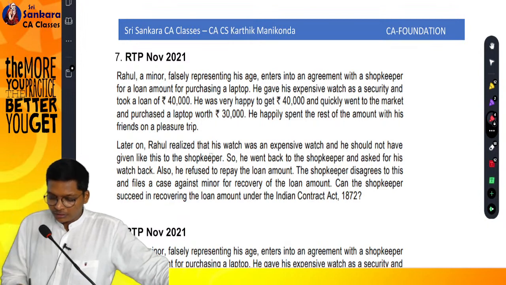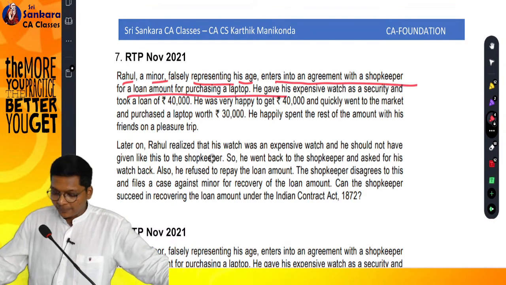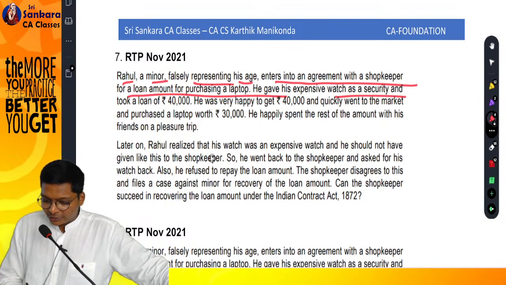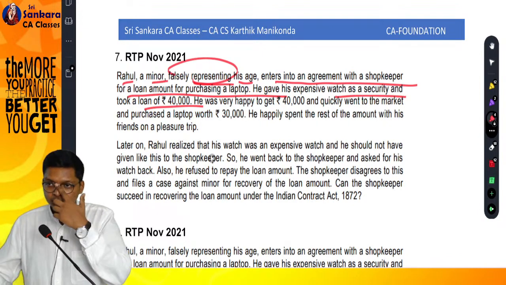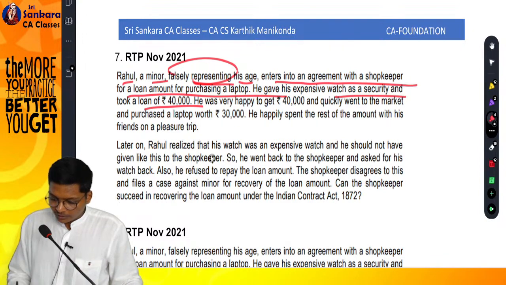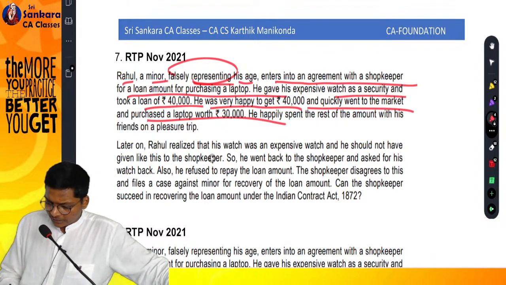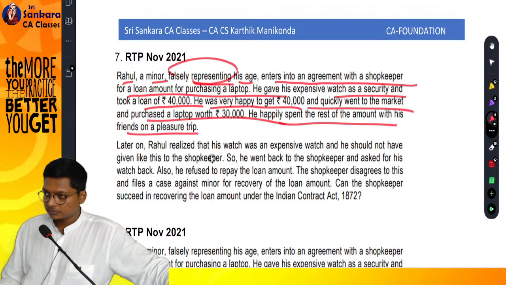Let me read this if you want. Rahul, a minor, falsely representing his age, enters into an agreement with shopkeeper for loan for purchasing a laptop. He gave an expensive watch as security and took a loan of 40,000, falsely representing age. Shopkeeper does not know he's a minor. He was very happy to get 40,000 and quickly went to the market and purchased the laptop worth 30,000 and happily spent the rest of his money with his friends on some trip.